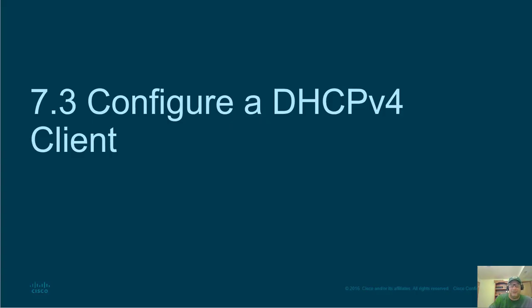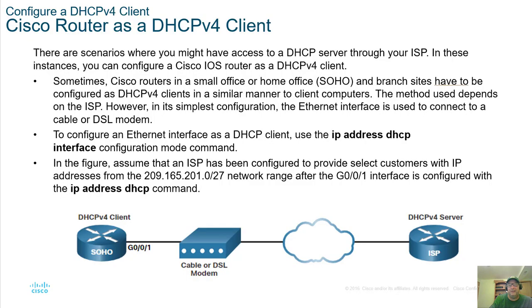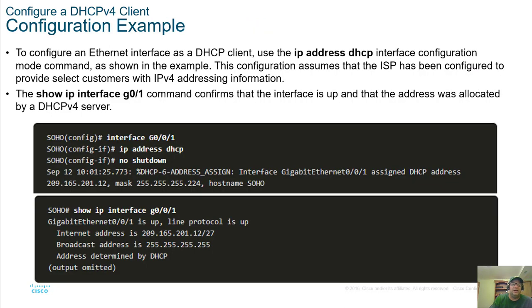To configure a DHCP client, it's really, really easy to do. Here's a Cisco router. It's connected to the internet. You don't have a static IP address. You need to get one from the internet service provider. No big deal. Instead of doing ip address and going to the interface, and I've just got the interface here, interface G0/0/1, and then ip address, instead of typing in the address and then the subnet mask, just type in ip address dhcp, do a no shutdown, and it will become a DHCP client.